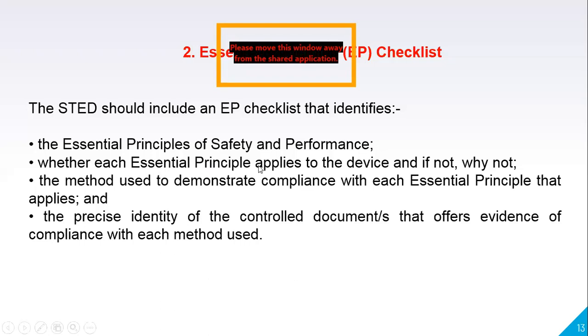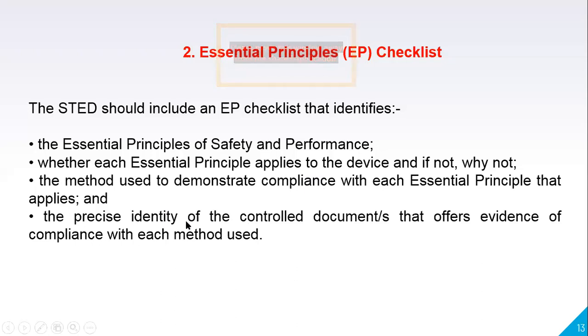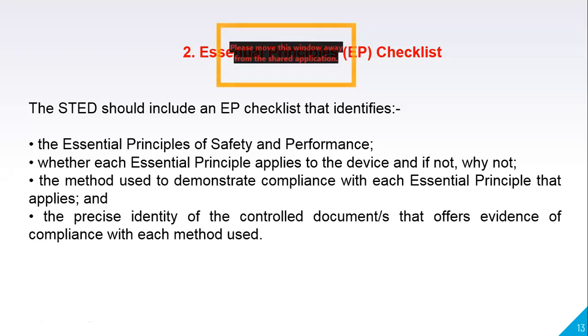Whether each essential principle applies to the device, and if not, why not? The method used to demonstrate compliance with each essential principle that applies, and the precise identity of the control documents that offer evidence of compliance with each method used. So all these details related to safety and performance can be given in the form of a checklist. So the manufacturer has to give the essential principles checklist related to the essential principles of safety and performance.